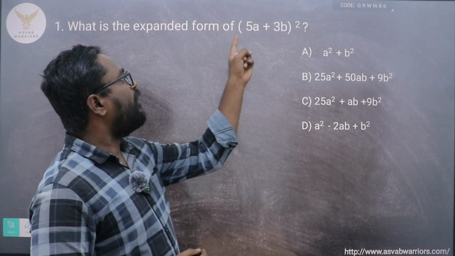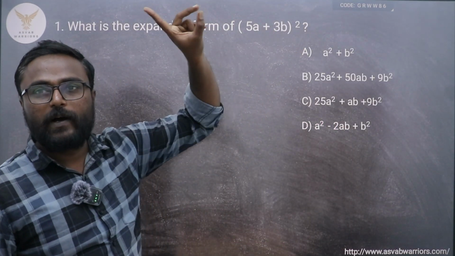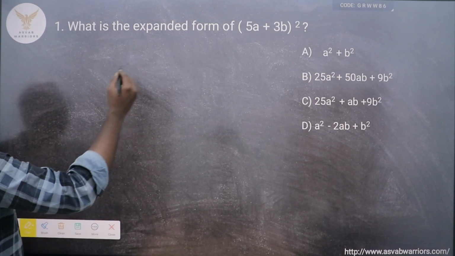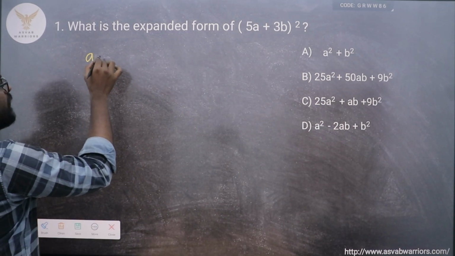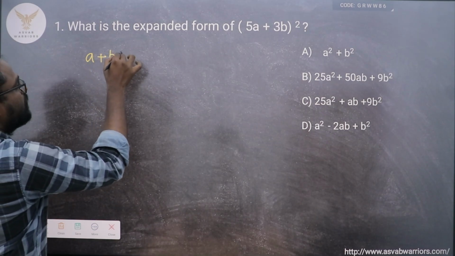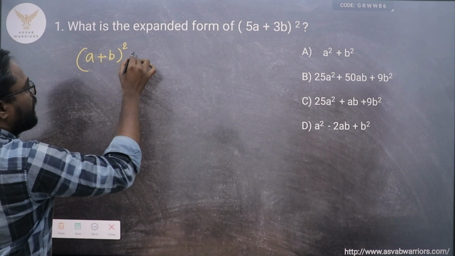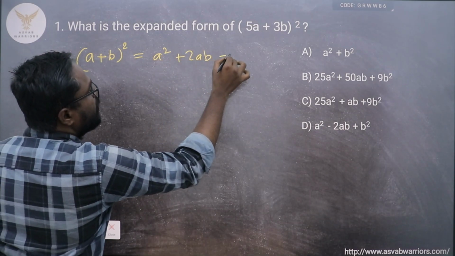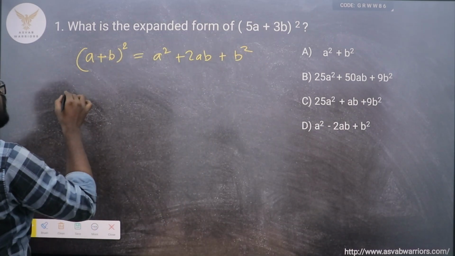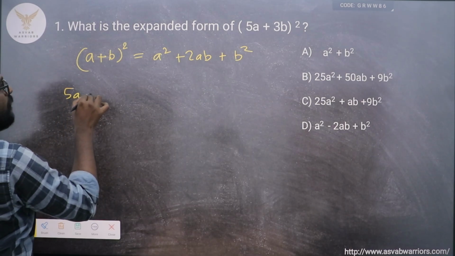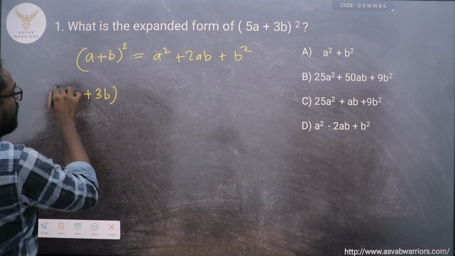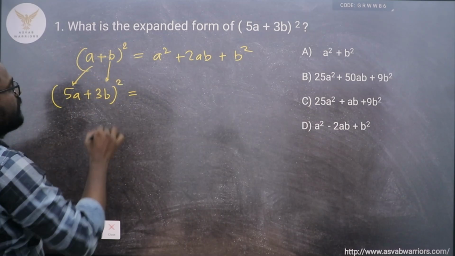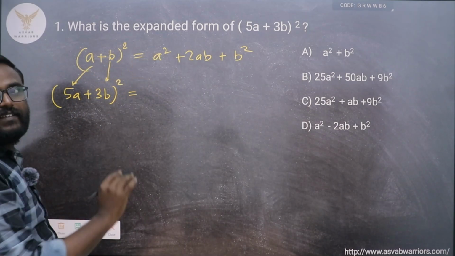Okay, let's move on to the next slide, which says we are going to have some problems now. (5a + 3b)². Now I will just write down the identity for you, which was saying (a + b)² = a² + 2ab + b². I'll just substitute the values over here: (5a + 3b)². Now a is equal to 5a, b is equal to 3b. So I'll just get the answers over here.